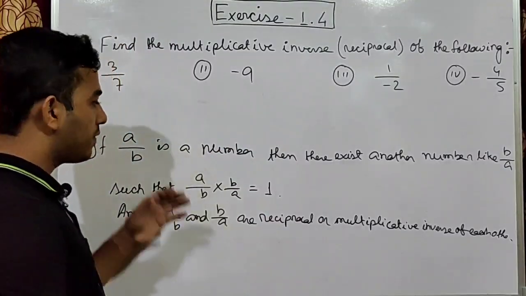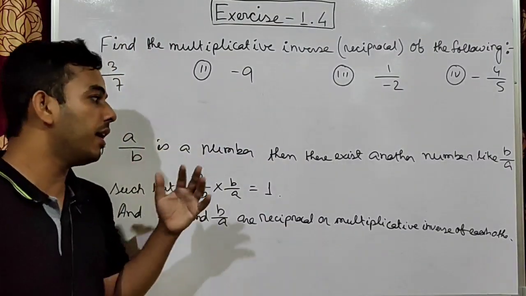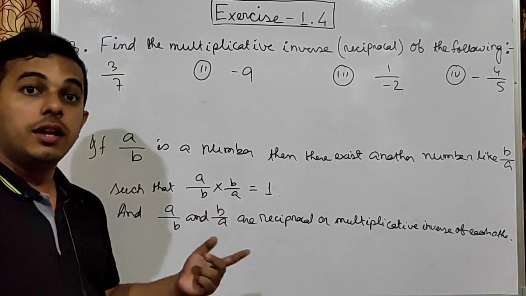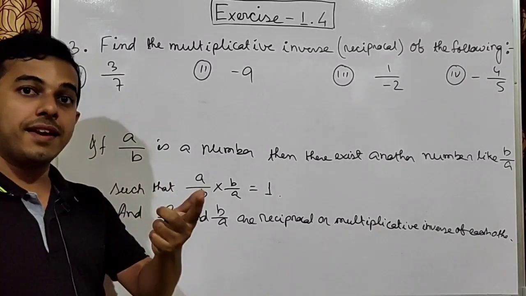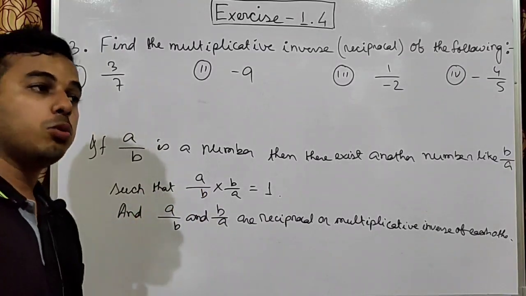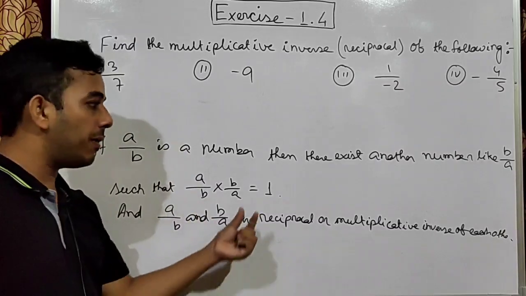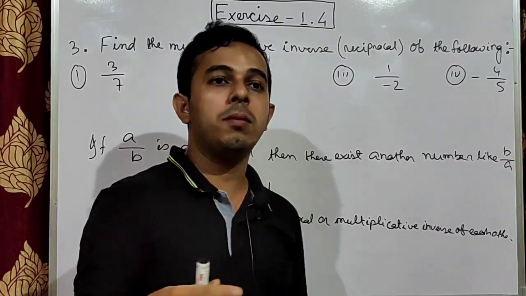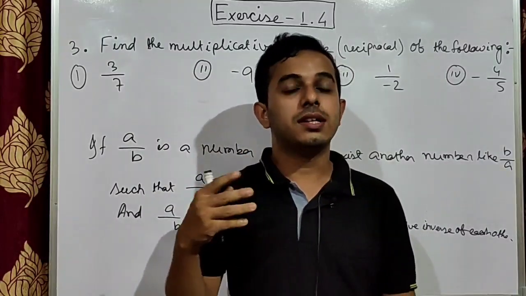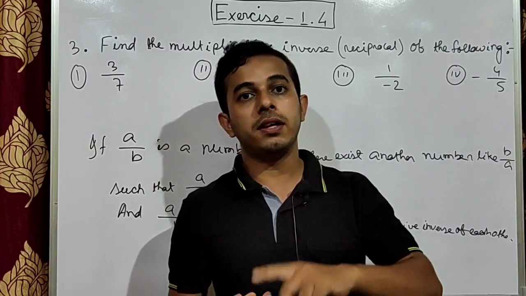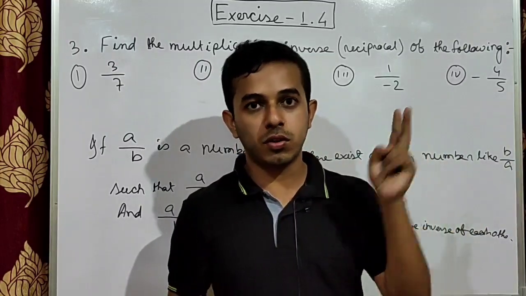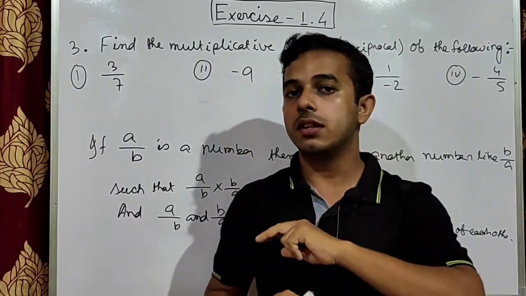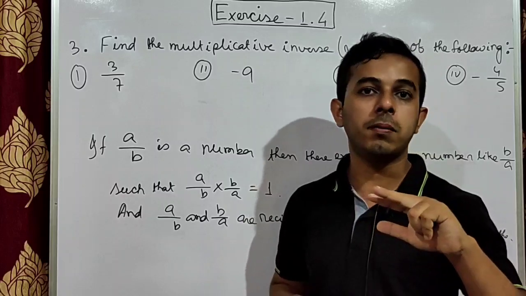This line says that if, for example, A by B is a rational number, then there exists another rational number B by A. For example, I have told you, if 3 by 2 is a rational number, then there exists another rational number, which one? 2 by 3, such that when you multiply both the rational numbers, the result comes 1. That means our multiplicative inverse of a rational number will be like this. When you multiply the rational number with its inverse, the result must be 1. If the result is not 1, that means this is not our multiplicative inverse.